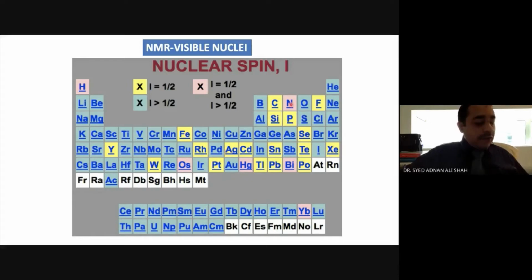active nuclei. If you see organic samples or any biological samples, most of them contain protons, which is hydrogen, and biological samples generally contain nitrogen, where the 15 isotope is used. So these are all nuclei which can be visualized by the NMR, and are called NMR visible or NMR active nuclei. This is just an introduction to this instrument, how it is used and what it is meant to analyze in your sample.